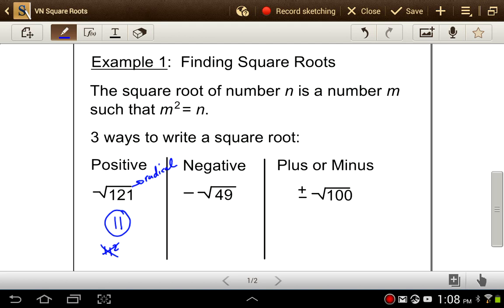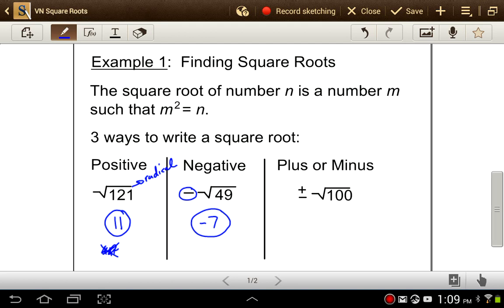Now, in the negative one, you can see we have our negative symbol out here, and so I'm going to do the same thing. I have to figure out what number times itself, what number squared equals 49. 7 times 7 is 49, so that would be 7. Since I want the negative form, I ask for negative 7. Notice the negative sign is outside. It is not negative 49. This is not the square root of negative 49. This is the negative square root of 49, which means you do the square root of 49 and make it negative.